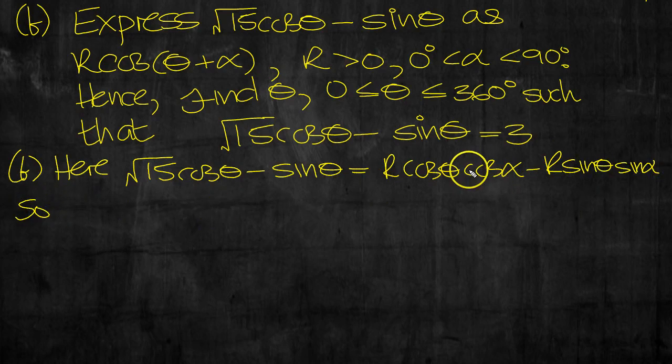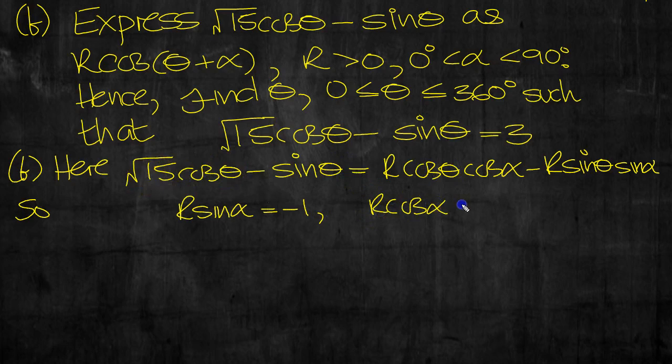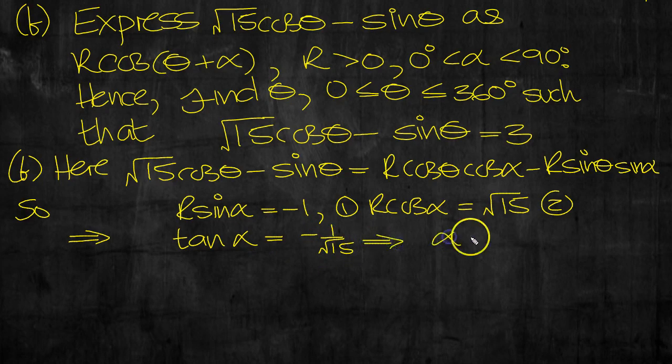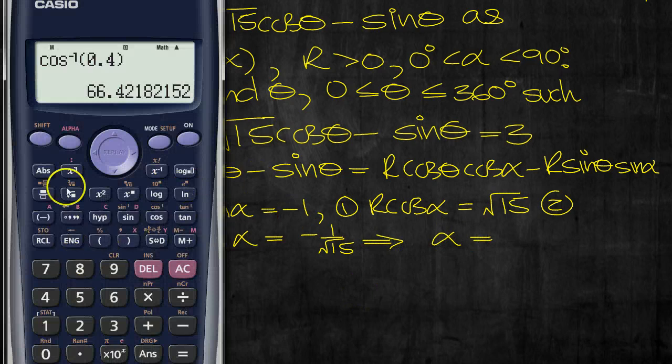So what have we got then? The cos, R cos alpha and R sine alpha. R sine alpha is minus 1, isn't it? And R cosine alpha must equal the root 15, mustn't it? Just equating the sines and the cosines on this line. So that tells us what tan alpha is then. Divide 1 by 2, the R's cancel, sine over cos is equal to minus 1 over root 15. So that tells us what alpha is. It's acute, so we can do that straight away.